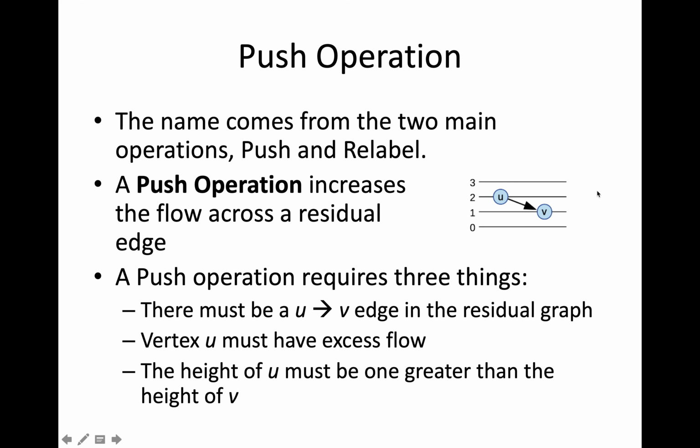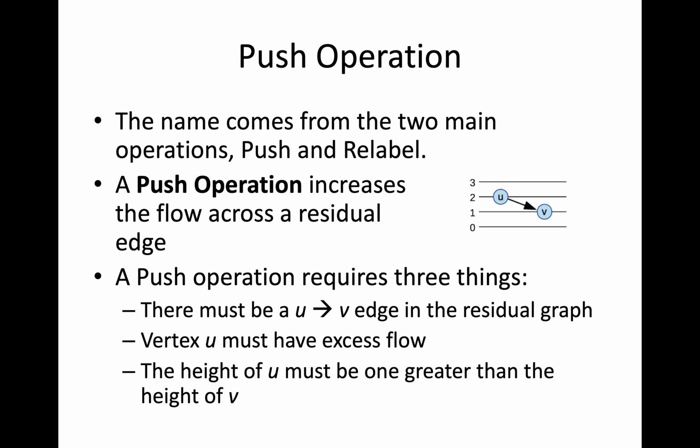If U has plenty of excess flow, you may be able to saturate this edge and still have some excess flow at U. Or if U just has a little bit of excess flow, you may be able to push all of that across this edge, increase the flow on this edge, and still have some residual capacity on it.